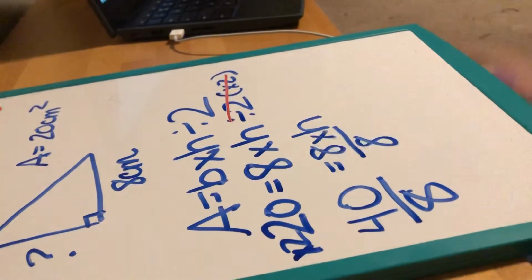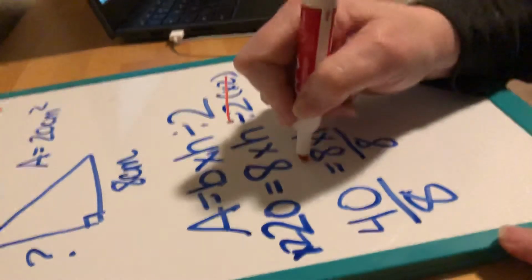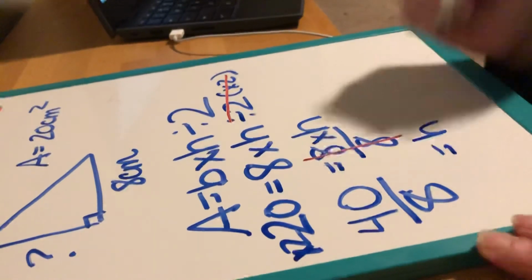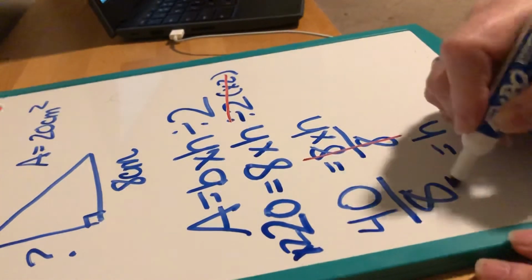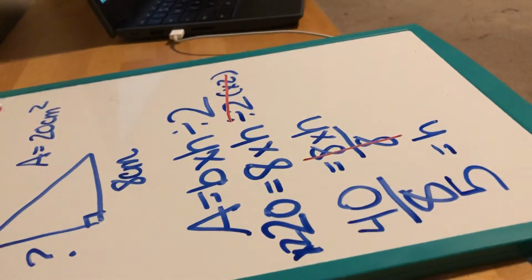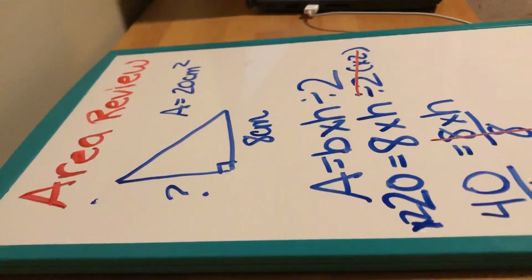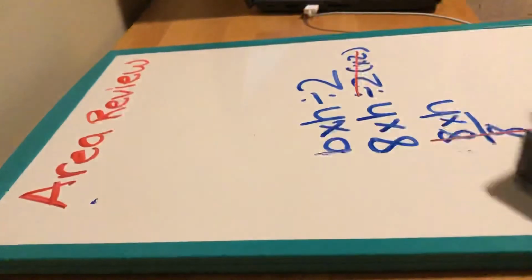There we go. This crosses each other out. I'm left with h on this side, and 40 divided by 8 is 5 on this side. It's a little bit trickier finding the unknown when you have a triangle, but it is actually kind of fun, and a little bit of the algebra that we worked on a couple of weeks ago.